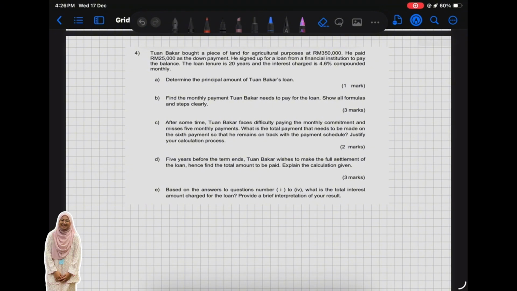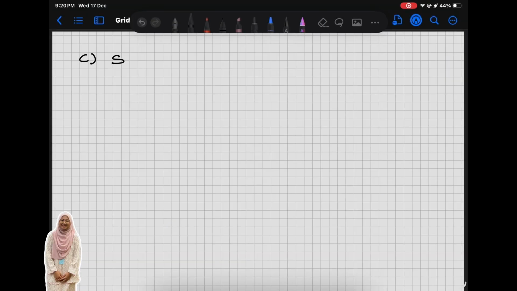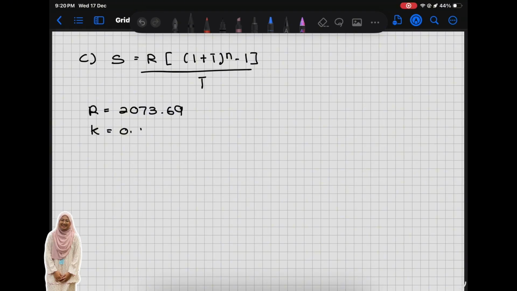What is the total payment that needs to be made on the 6th payment so that he remains on track with the payment schedule? Justify your calculation process. In this question, we can use formula S. S is equal to R in the bracket 1 plus I to the power of n minus 1 over I. First, we identify the monthly installment, R is equal to 2073 ringgit 69, K is equal to 0.046, M is equal to 12, T is equal to 20, I is equal to K over M. I is equal to 0.046 over 12.